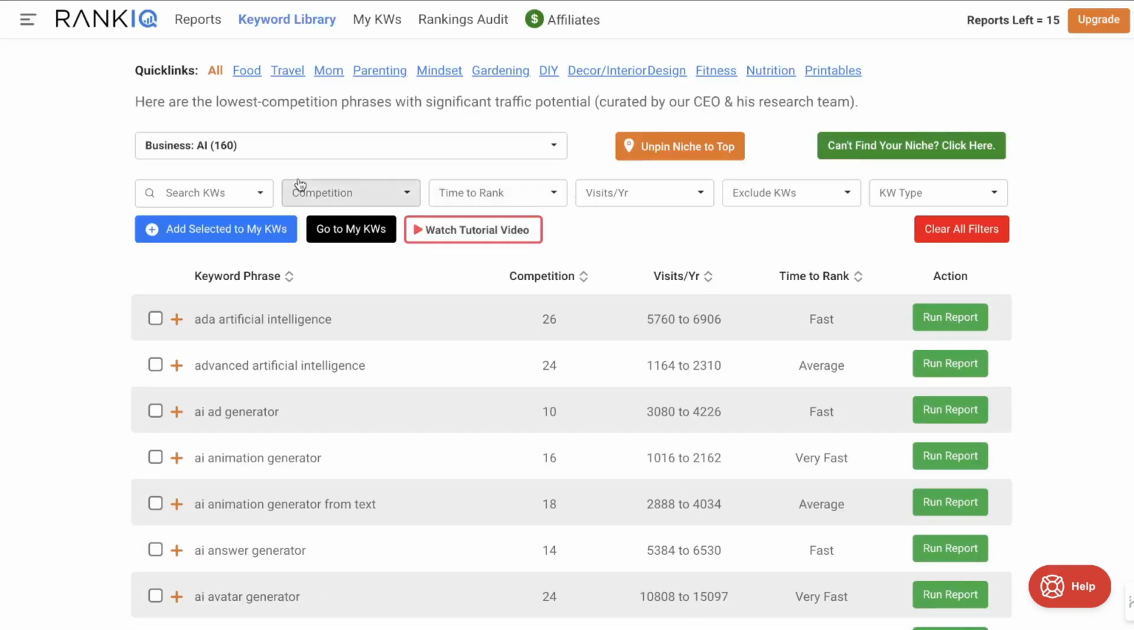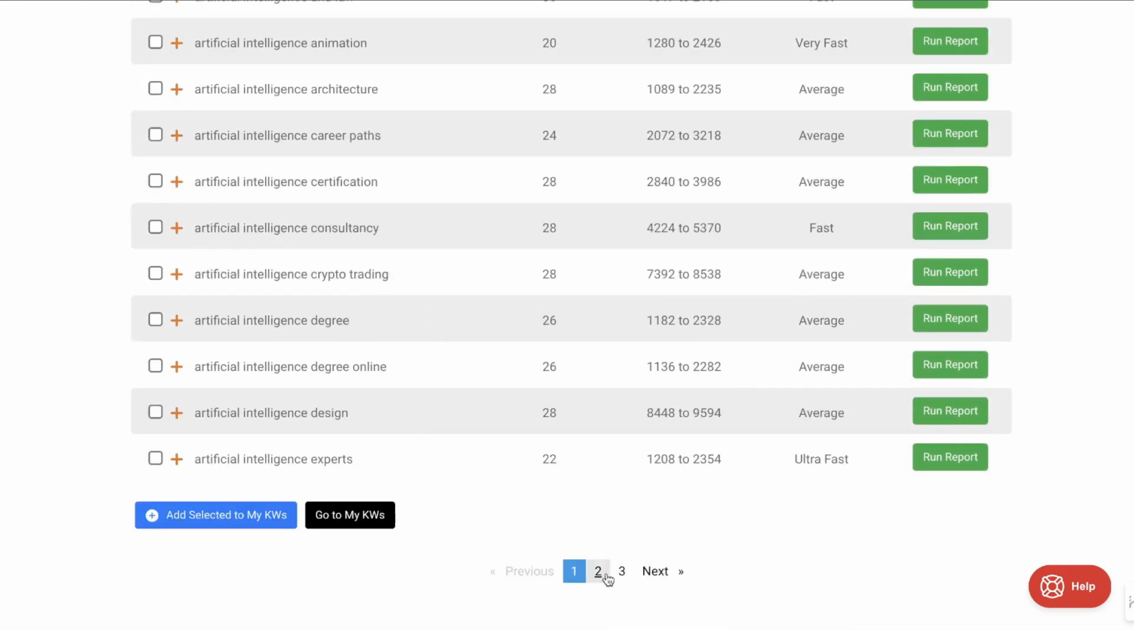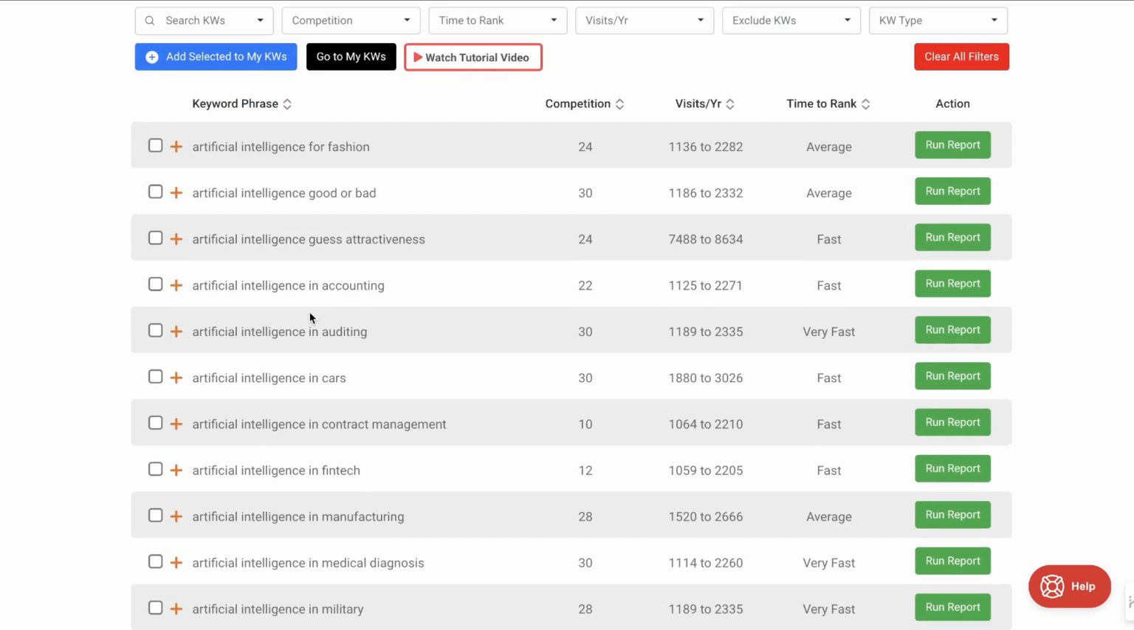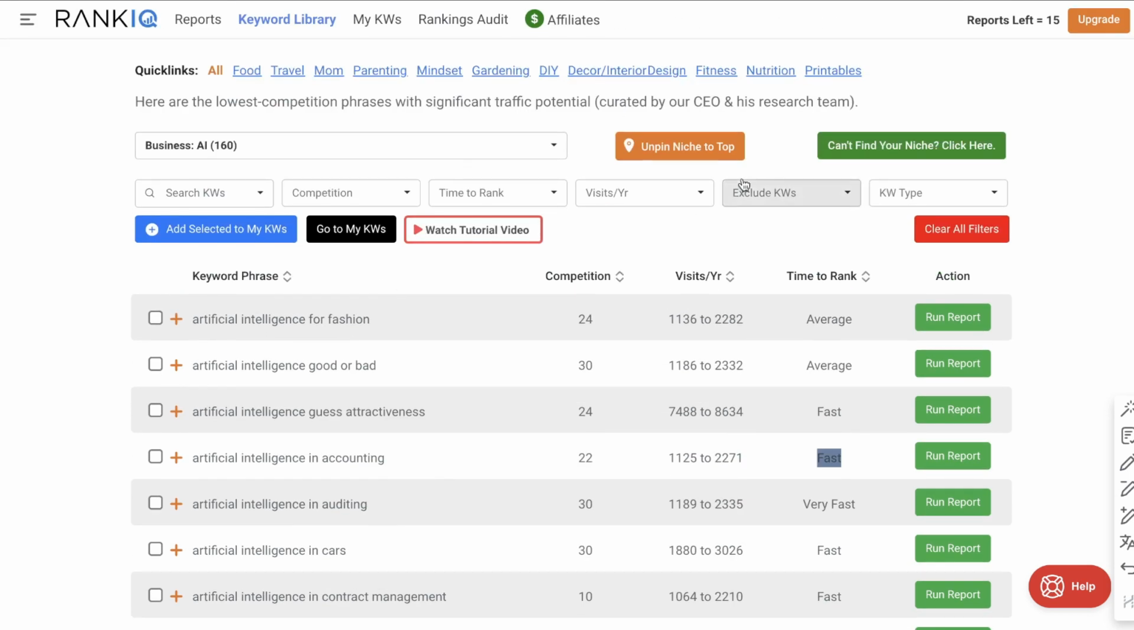So what I did was I just filtered by business and AI, and then I went to the second page. And as you can see, I found the keyword artificial intelligence in accounting. There's a competition level of 22. It seems pretty fast to rank, and this is within my niche. So I just use this keyword for the article in which we're writing about today.